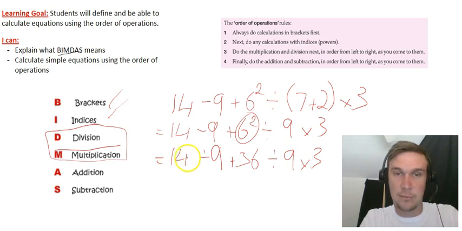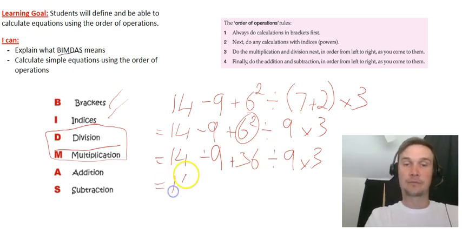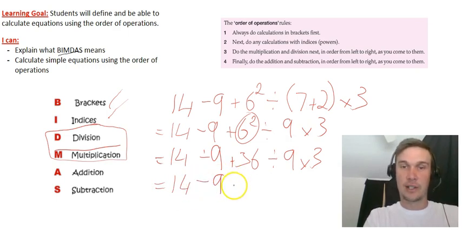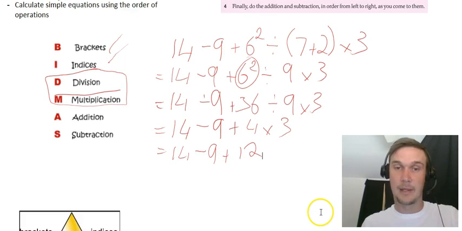So as I scan across, I've got 14 minus 9 plus 36 divided by 9 times 3. So I do have a division and a multiplication on the same one, so I need to do the one that's on the left first, which will be 36 divided by 9. So I move on to my next level. 14 minus 9 plus 36 divided by 9 is 4, times 3. I can now move on to my next step. Obviously I've got a minus, an addition and a multiplication, so I know multiplication comes higher up in the order, so I'm going to do that next. I have 14 minus 9 plus 4 times 3 is 12. Okay, and then I can move on to my next part.